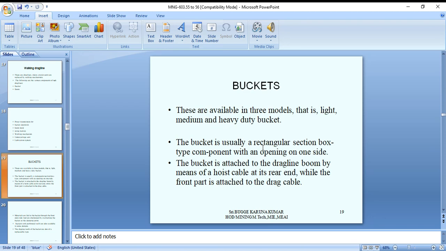Buckets are available in three models, that is light, medium, and heavy duty buckets. The bucket is usually a rectangular, box type component with an opening on one side, while all the remaining sides are closed. The bucket is attached to the dragline boom by means of the hoist cable at its rear end, while the front part is attached to the dragging cables. So this is the construction of the bucket. In draglines, the bucket plays a major role, because only with the highest capacity buckets can the efficiency be fulfilled.